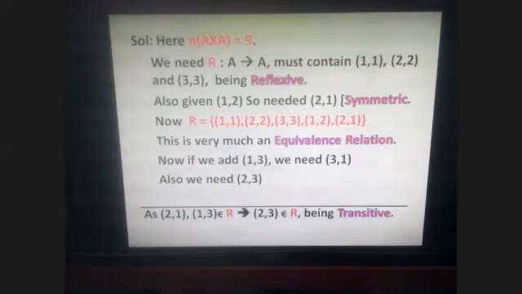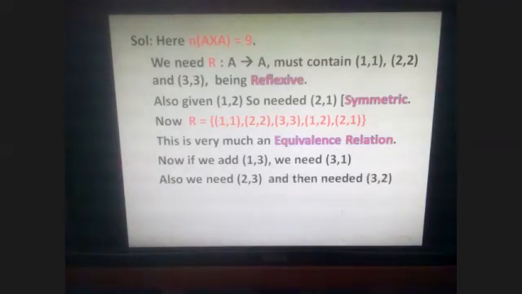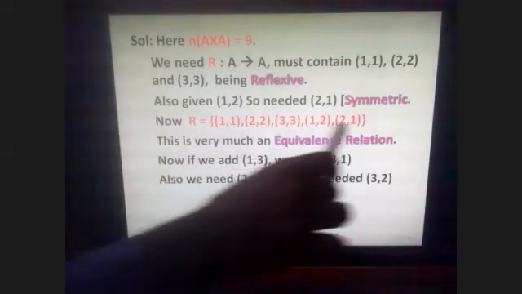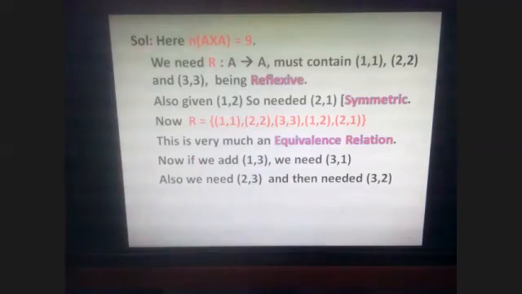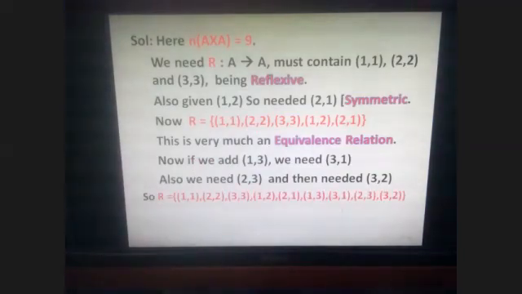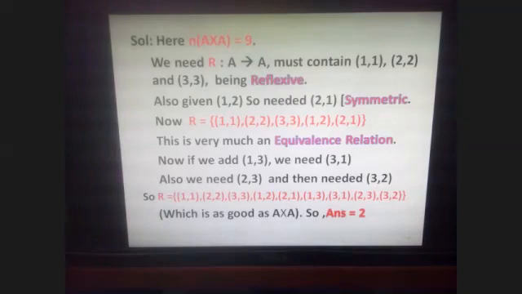Then we need (3, 2). That means all 4 elements are added along with this. These are 5, and I added 4. All 9 elements. Now R is all 9 elements. That is again an equivalence relation. Now I cannot have one more. One more is not possible. So tell me how many equivalence relations are possible which contain (1, 2). The answer is 2. There are 2 equivalence relations.